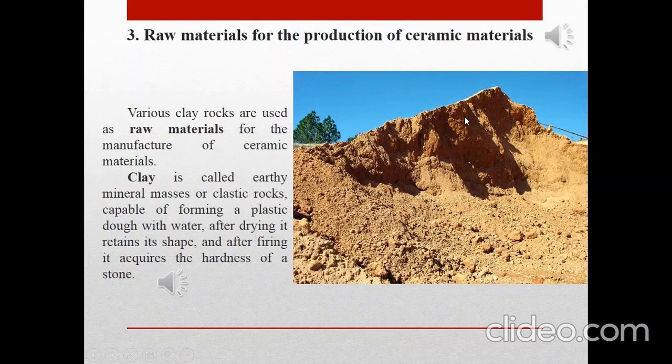3. Raw materials for the production of ceramic materials. Various clay rocks are used as raw materials for the manufacture of ceramic materials. Clay is a plastic rock, capable of forming a plastic dough with water. After drying it retains its shape, and after firing it acquires the hardness of a stone.